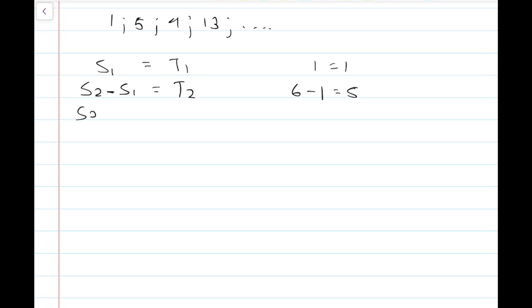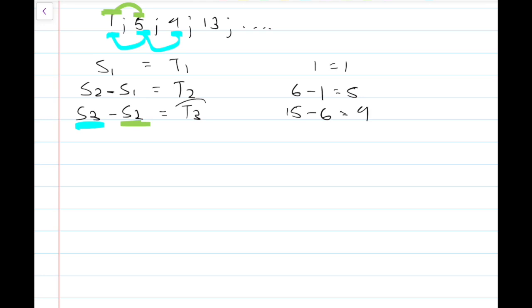That's going to give me term 2, which is just going to be 5. Now, the same would work. Sum of 3 minus the sum of 2 is equal to term 3. Sum of 3 is 1 plus 5 plus 9. So 1 plus 5 is 6, 6 plus 9 is 15. Then the sum of the first 2 is 1 plus 5, which is 6. And then 15 minus 6 is equal to term 3, which is 9. Done.